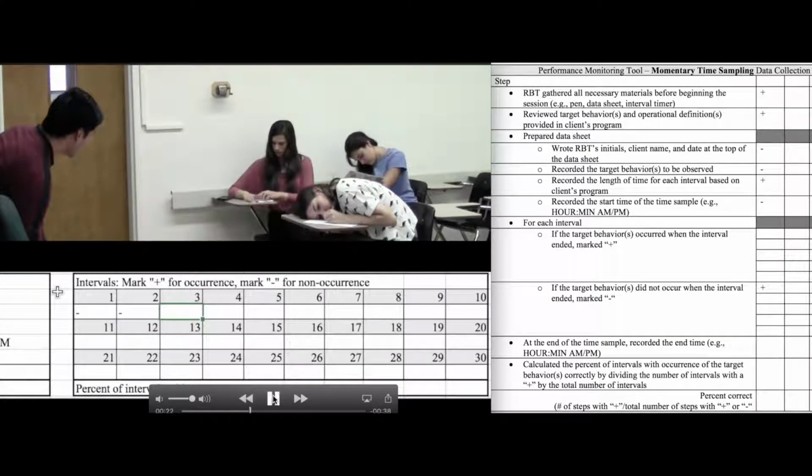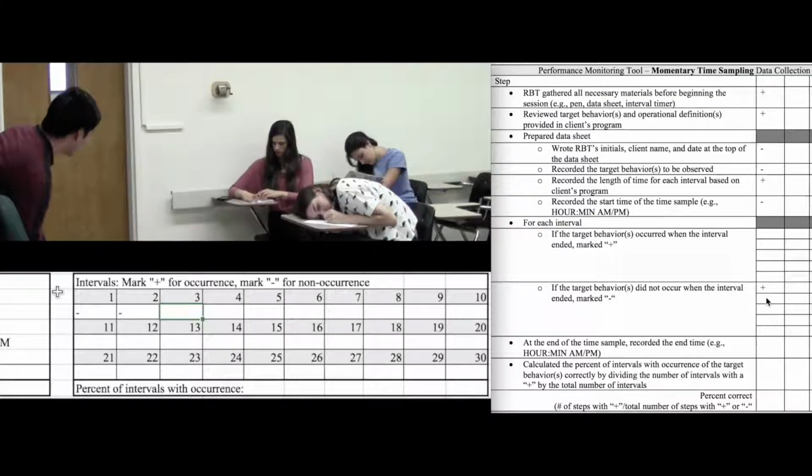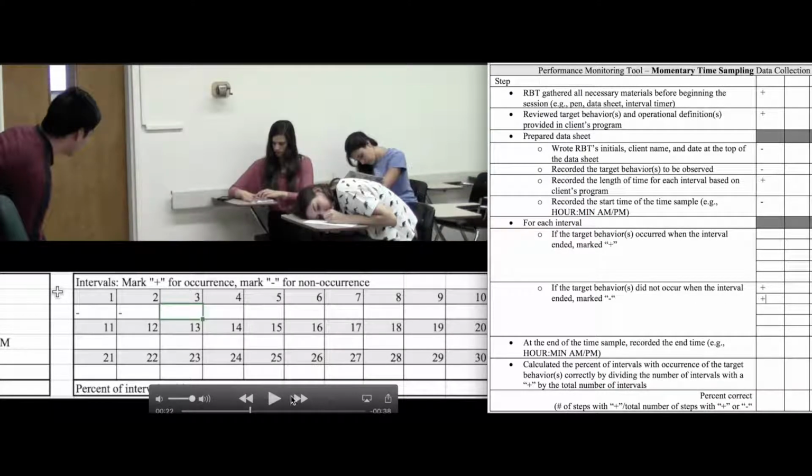Great job once again. When the timer went off at the end of the interval, we see that the client is not attending. So Lance gave her a minus at the end of the interval, which is correct. So let's go back to our PMT and give Lance credit for correctly taking data on the non-occurrence of the target behavior. Let's keep going.